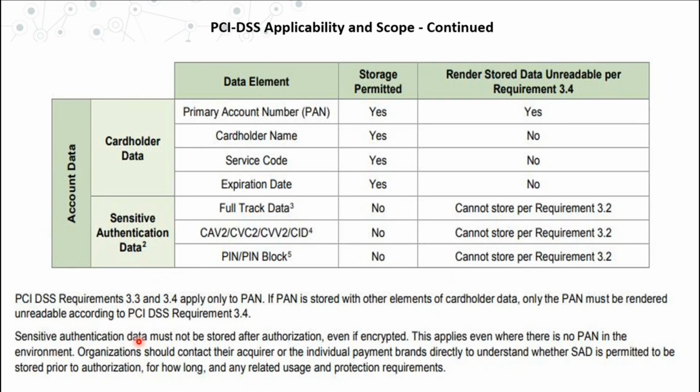Right. So here, if you read very carefully, it says sensitive authentication data must not be stored after authorization, even if encrypted. A lot of entities say that they want to store it and they will encrypt it. And that is your requirement, that data should not be in readable format. But here it says after authorization. So can anybody tell me what is after authorization? Or let me actually explain.